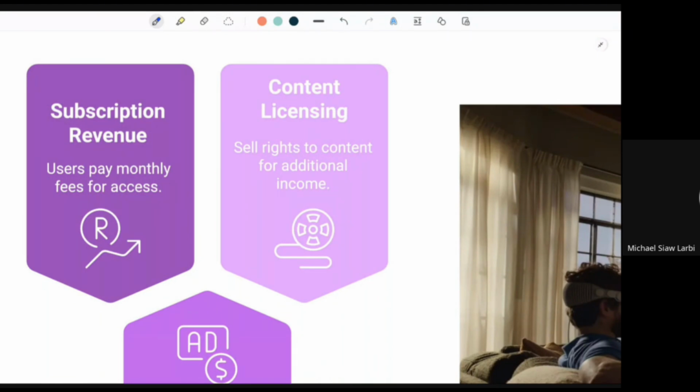So we also have another stream, which is what? Content licensing. They sell rights to content for additional income. So somebody may want to host their content on a different platform. Yes, I'll charge you for that, and I make more money from that.